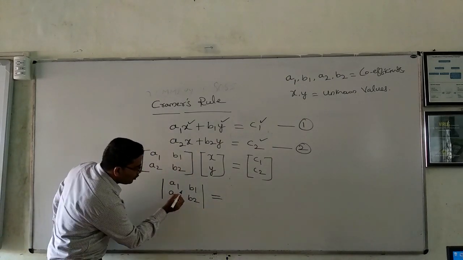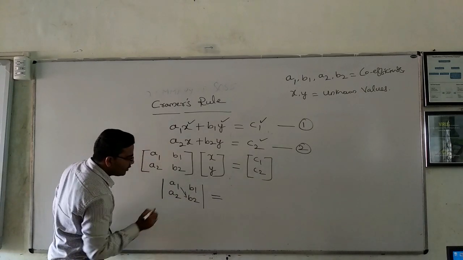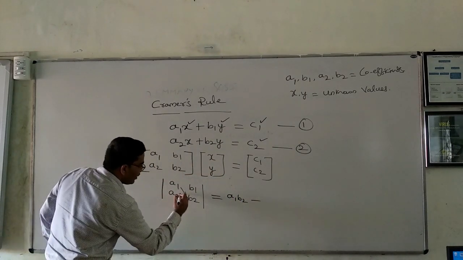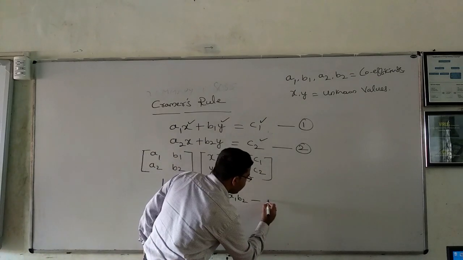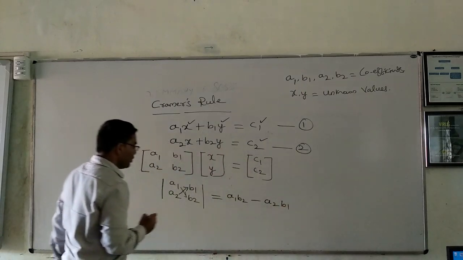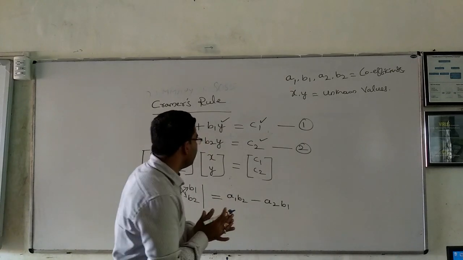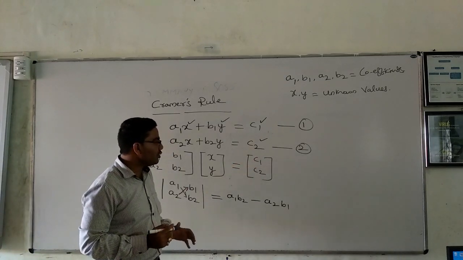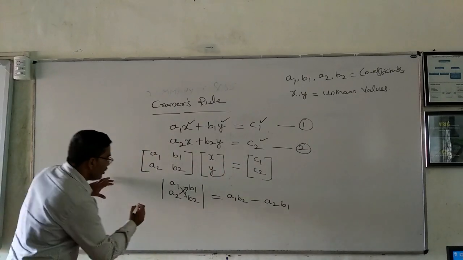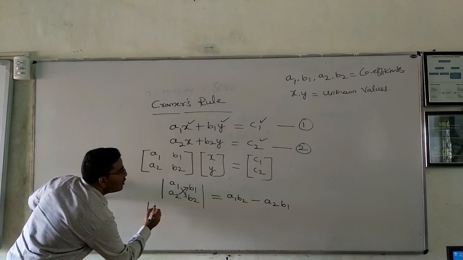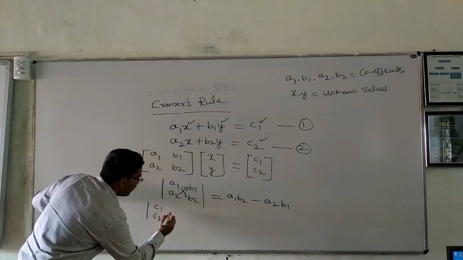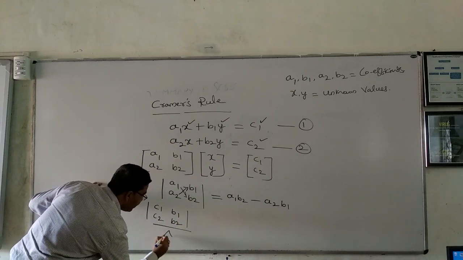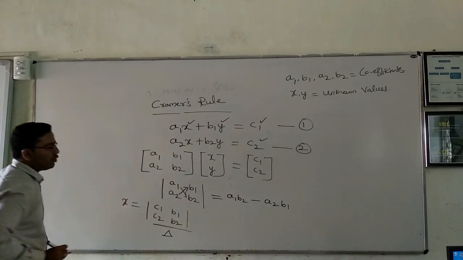So that is A1 B2 minus A2 B1. Then in Cramer's rule, whatever result I get, I replace the constant values, which are in vector form, in the first column of the determinant, that is C1, C2, then B1, B2, which is divided by delta. This is the value of the unknown x.